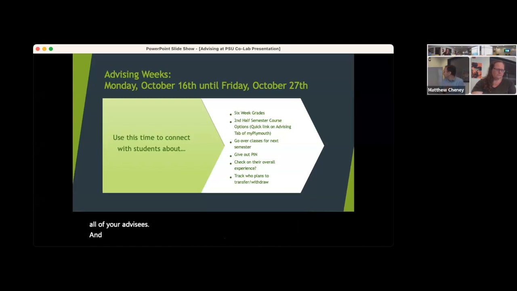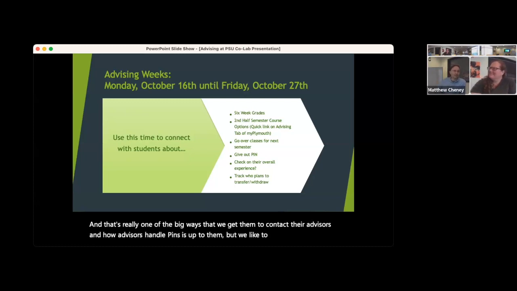That's really one of the big ways that we get them to contact their advisors, and how advisors handle PINs is up to them. But we like to use it as a way to convince students to reach out to their advisors. We encourage advisors not to simply give out the PIN, but to actually have a conversation with their students and check in on their overall experience. This goes into holistic advising, which we'll talk about in a moment.